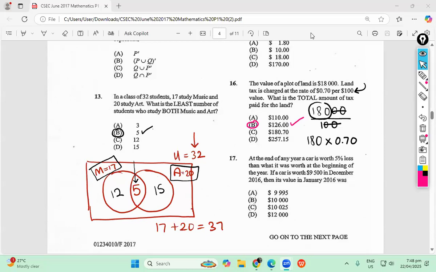The most popular answer is B, 10,000. Now, I know some people are going to say there's an error with this question, but I believe B is correct. The 10,000 is correct. So let's have a look at it. Let's clear some space over here.